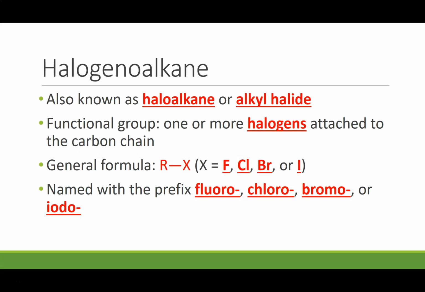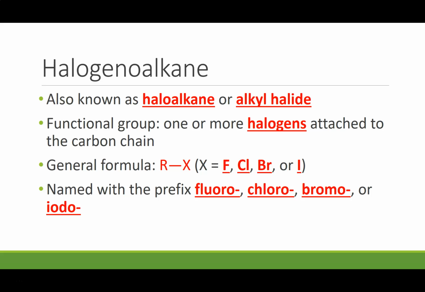So let's get started. The next functional group that we are looking at is the halogen. These compounds are alkanes that have one or more of their hydrogens replaced by halogens. They're collectively known as halogenoalkanes, also known as haloalkanes or alkyl halides. The general formula of halogenoalkanes is RX, where R is a hydrocarbon chain and the X is a halogen, meaning fluorine, chlorine, bromine, or iodine.